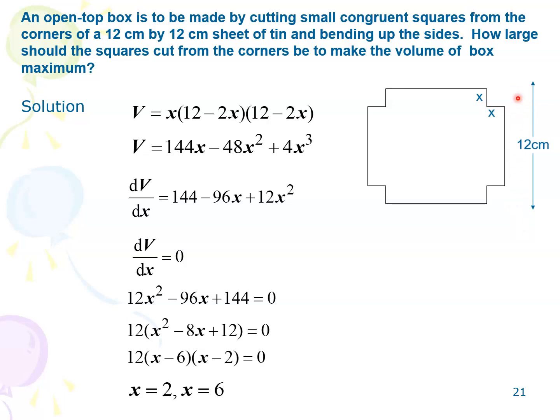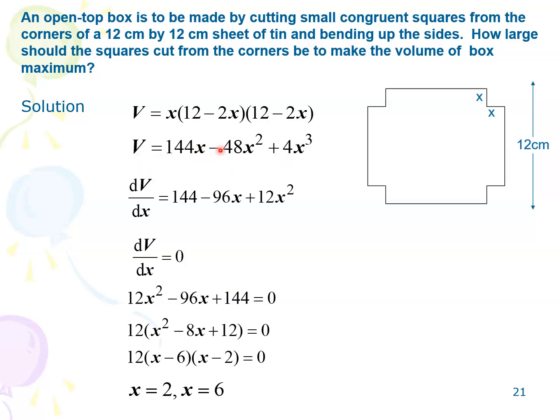So, the other sides you will have the same. 12 minus 2x. Originally, this is 12. Over here, x. Over here, x. So, you have 12 minus 2x. So, that's why you have this. Okay, then you need to expand this. Kembangkan dia. So, you will get this. Now, you have V in terms of x.